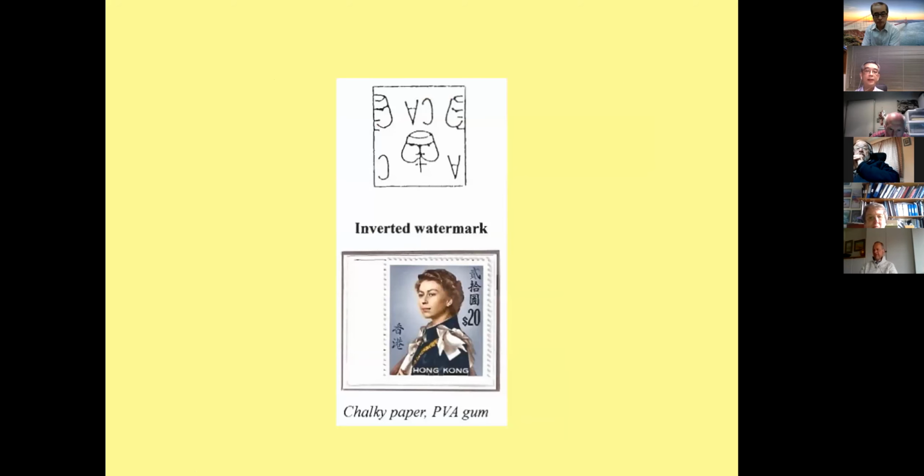Okay, so this is another one. Some of the sheet, the printing machine in the opposite direction, so you get the inverted watermark. So the $20, you get a sheet of the inverted watermark, and this would be a rarity.